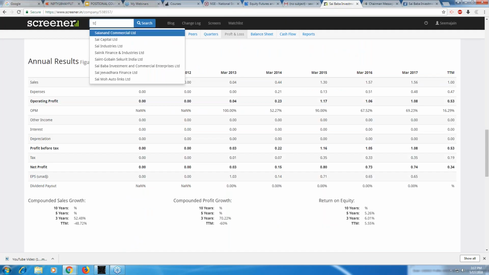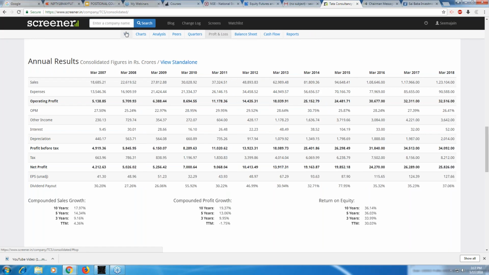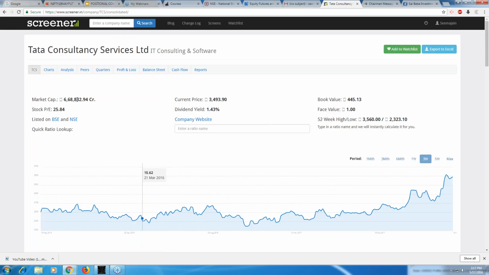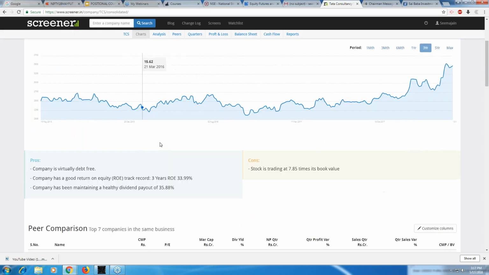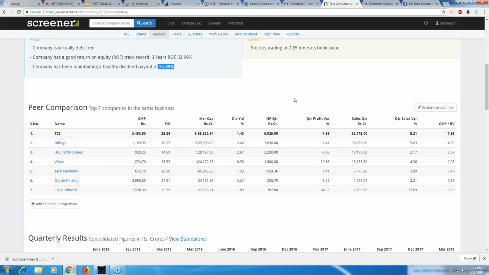Let's look into TCS. Tata Consultancy Services. So look at the market cap, 6 lakh 68 thousand 832 crores, right? Current market price, book value, PE. Look at PE, just 25, right? And company is virtually debt-free. Company has good return on equity, and company has been maintaining a healthy dividend payout, which is about 38.88%. But the con is that it's trading at 7.85 times its book value, right?